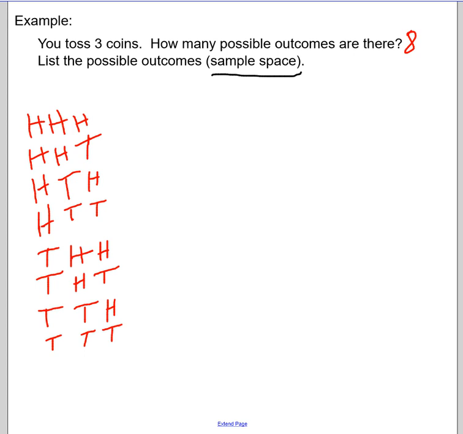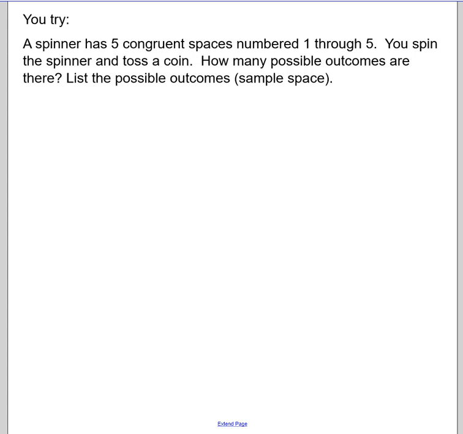All right. So now here's a problem that I want you to pause the video and try, okay? And then when you're finished listing out your sample space and determining how many possible outcomes there are, you can unpause the video and then check your answer with me.